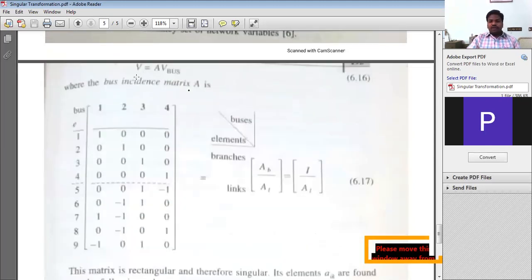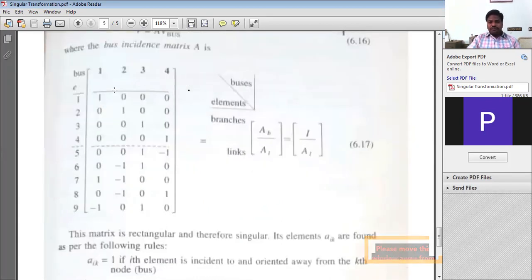In general form, you can write this as V is equal to A into V bus, where the matrix A can be obtained by considering this one. Obviously, this is the bus incidence matrix here. Capital A bar is different. A bar is the element node incidence matrix, and capital A is different, that is the bus incidence matrix. That is very, very important. How can you obtain the bus incidence matrix? Just eliminate the reference node in the element node incidence matrix, and you obtain the bus incidence matrix. That is the big difference between these cases.